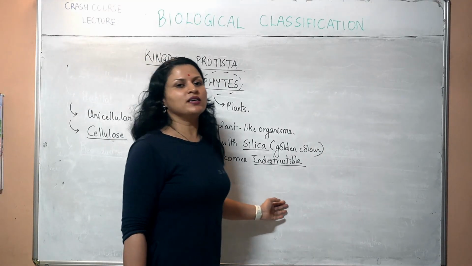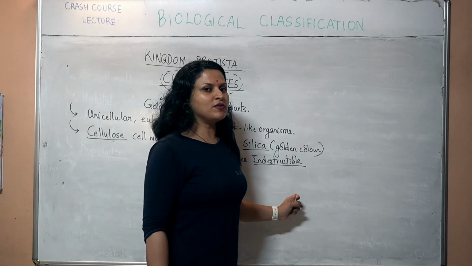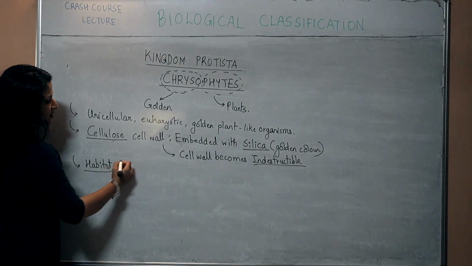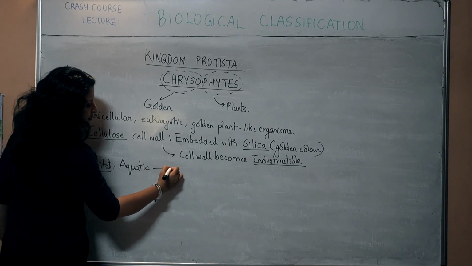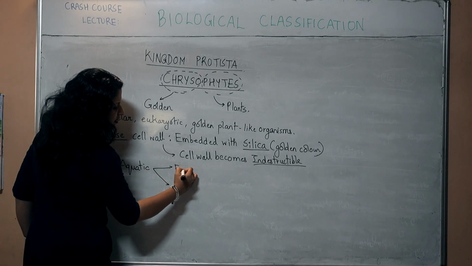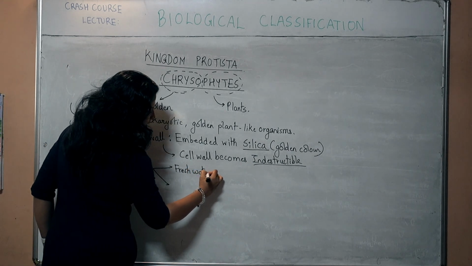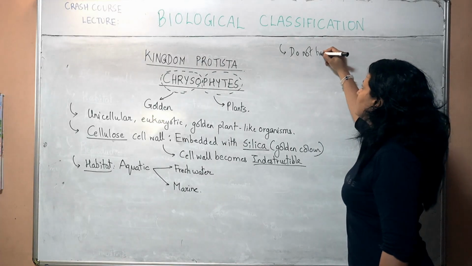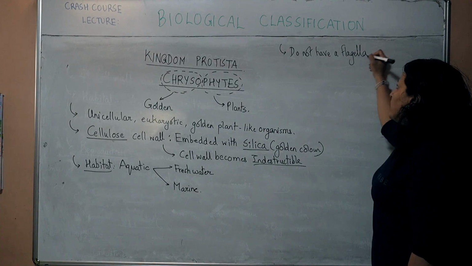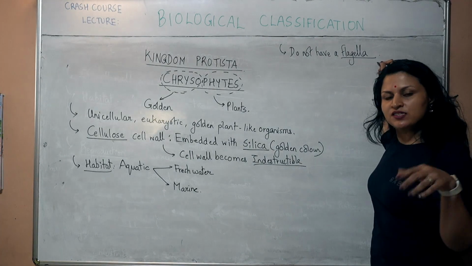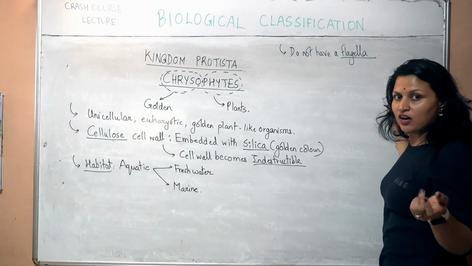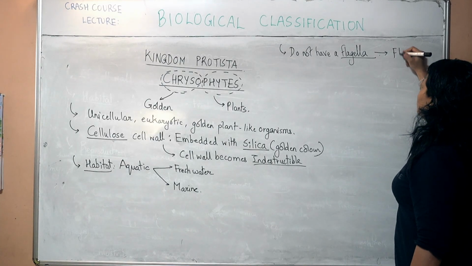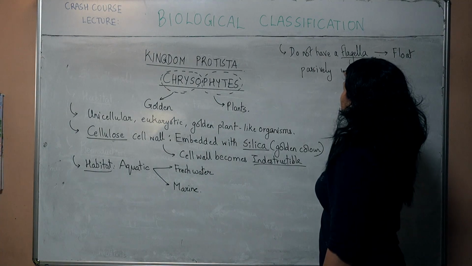We will be studying diatoms in some more detail. That time I will tell you more about this cell wall. Habitat. Chrysophytes are mainly aquatic, and in aquatic habitats they live in both freshwater as well as marine. They do not have a flagella. Why am I telling this? Because dinoflagellates and euglenoids have a flagella. These do not have a flagella. As such, they float passively in water.